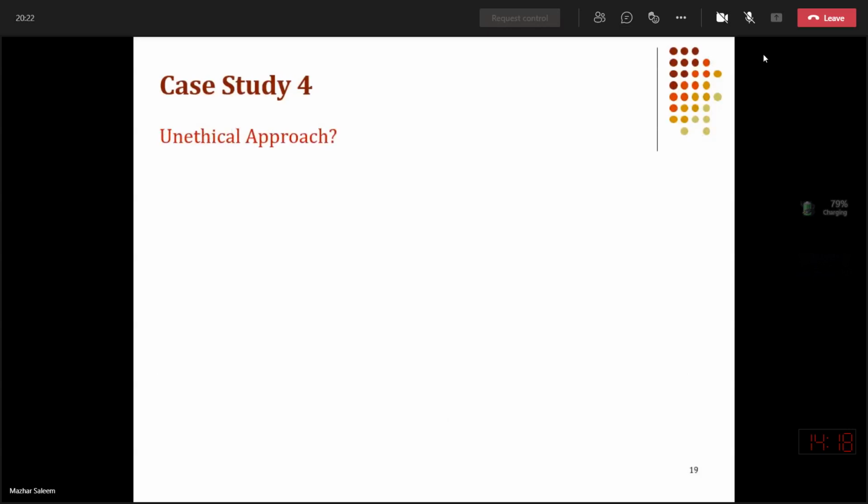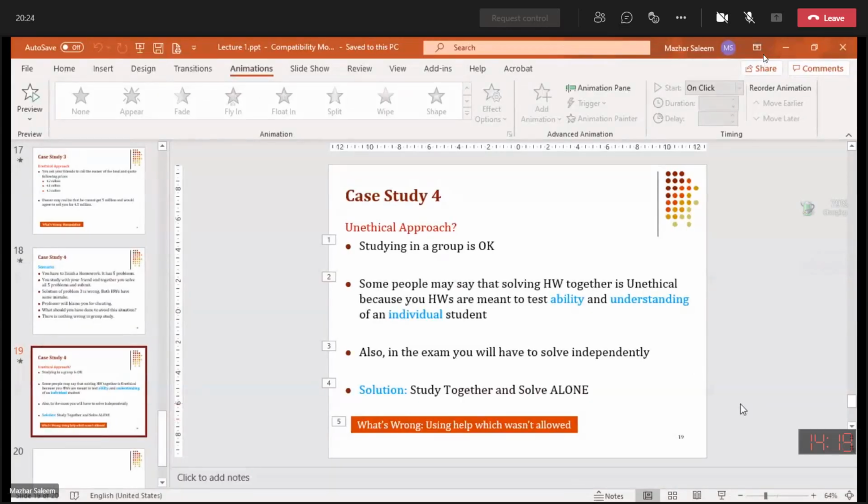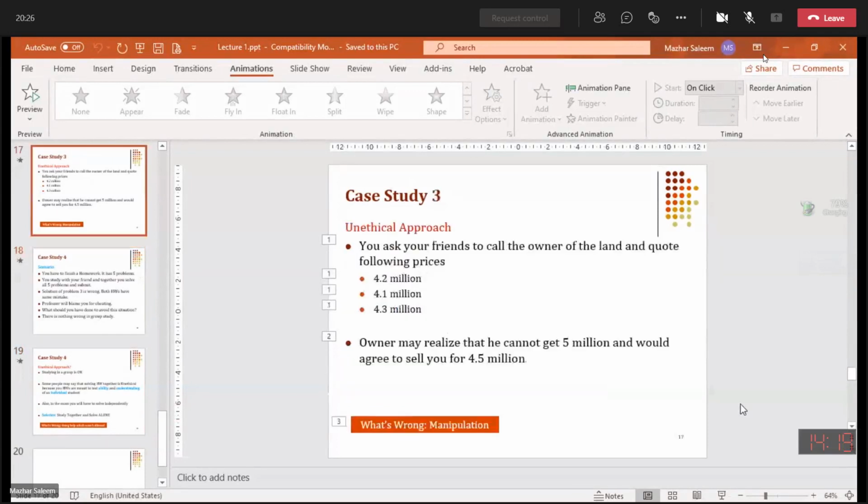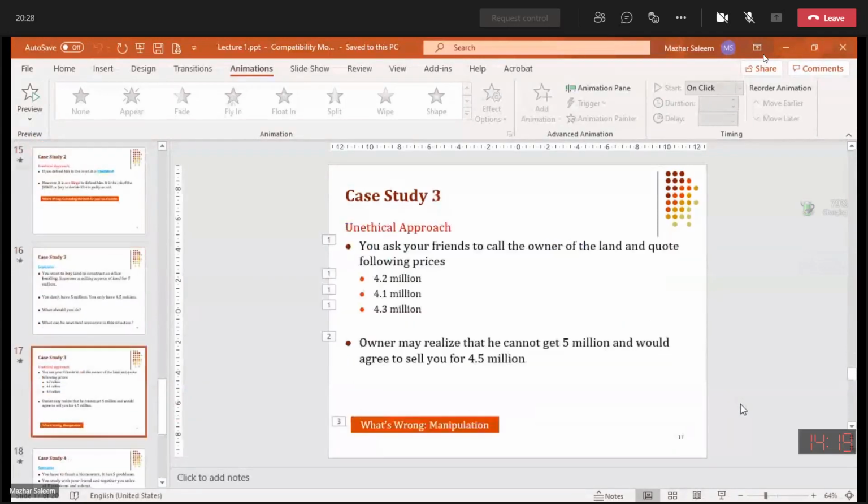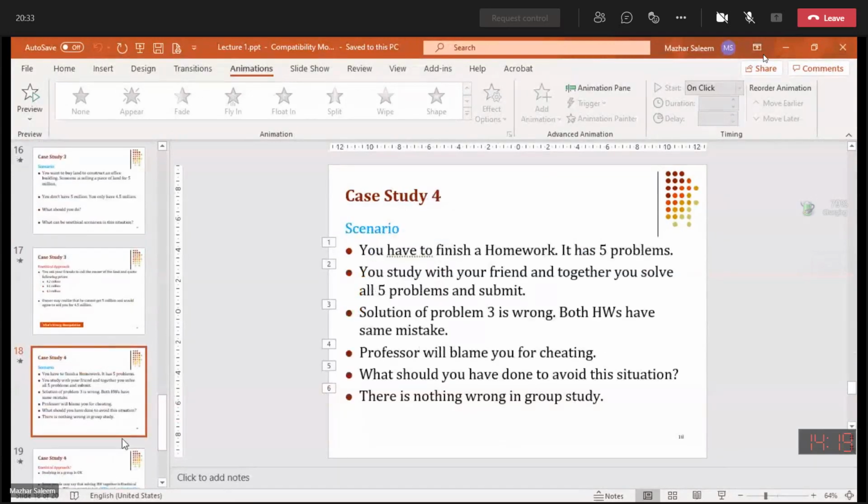Okay, let me come out of the slideshow. All right, so what do you guys think in this situation? What is the right thing to do? Let me come on my screen and now I can see if anybody raised his or her hand. So what do you guys think if this situation happened?